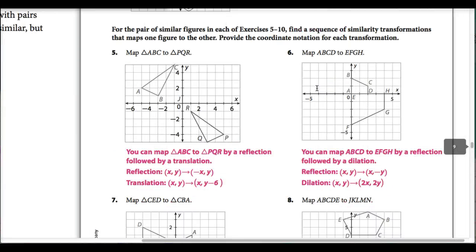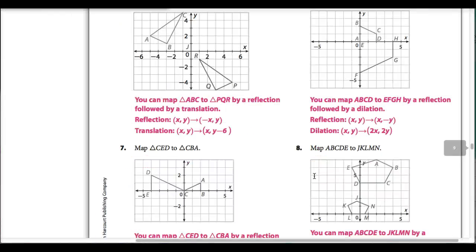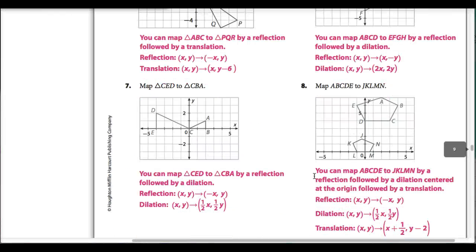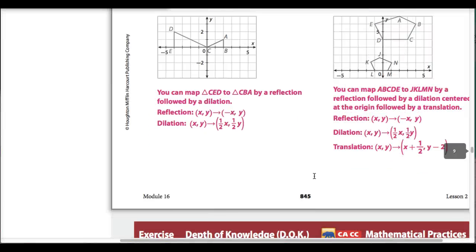Let's take a look at number 5 and 6. These are the ones where you gotta like shrink them, move them, reflect them, right? So over here it says first you can map this triangle into that by a reflection. First you gotta reflect it, and then you gotta translate it, right? So it tells you the rules over here, okay? These are all your answers. So go ahead and take a look at it, and then we're going to go ahead and work on it in the classroom tomorrow. And so that's it for today.